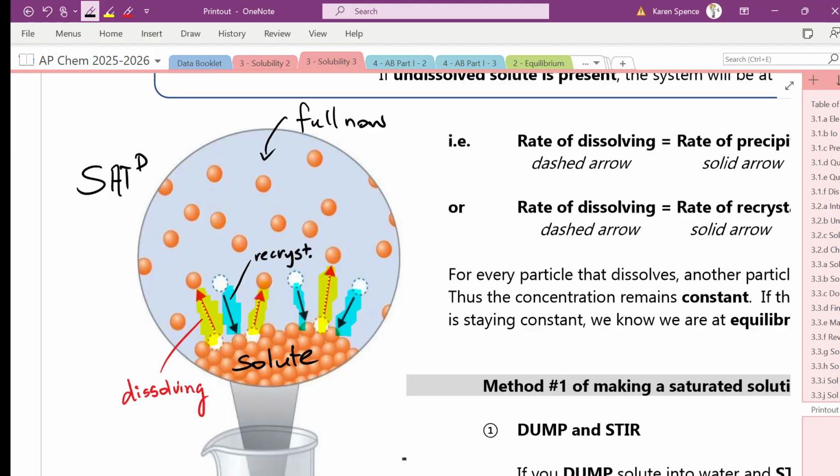When you've filtered out the solid, you no longer have an equilibrium because there's no solid there. Yeah. Greater than S, which is higher than Celsius. Yeah. Once the solution will drop.